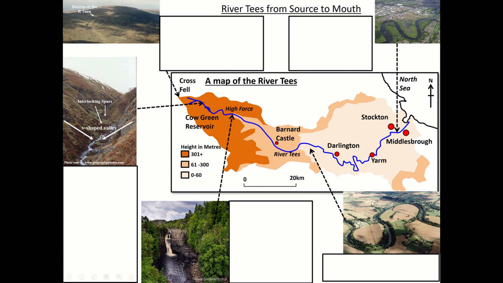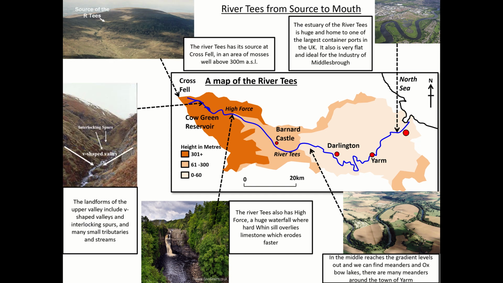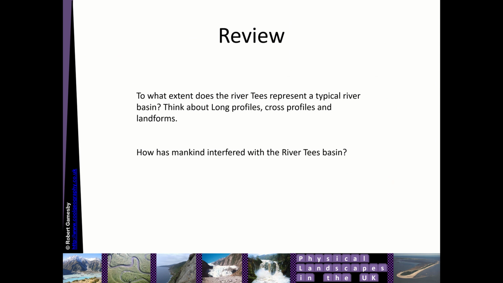The video plays, and when you look at the Google map, can you add things about the River Tees from source to mouth, some details, how these landforms are created, and you could add extra stuff on how humans have interfered with that river basin. There's some helpful answers there on the next slide.